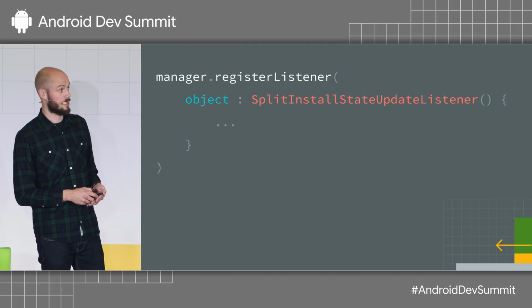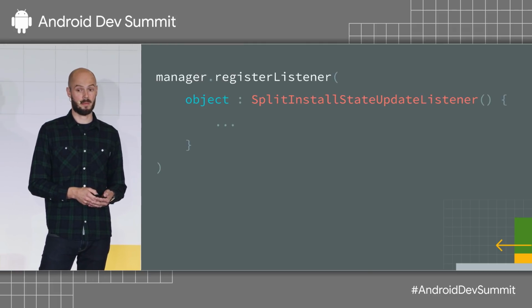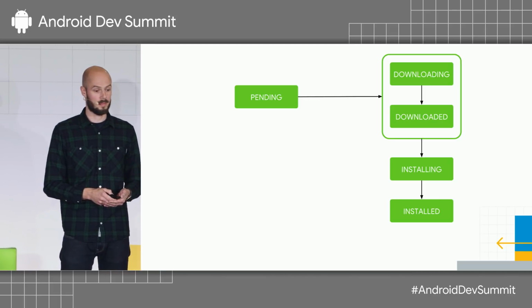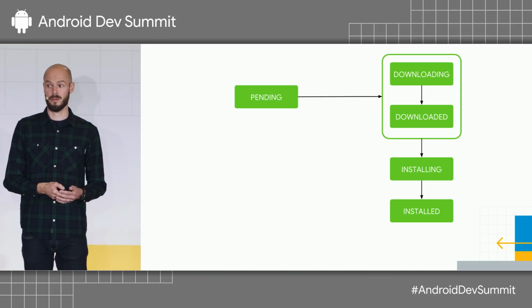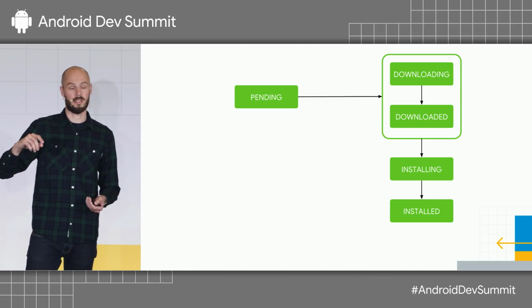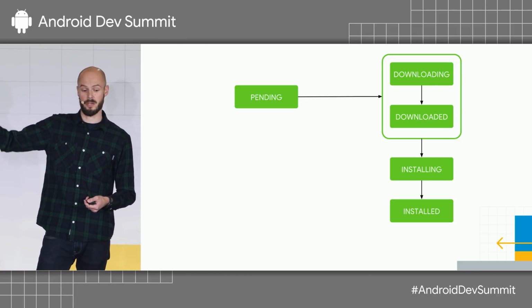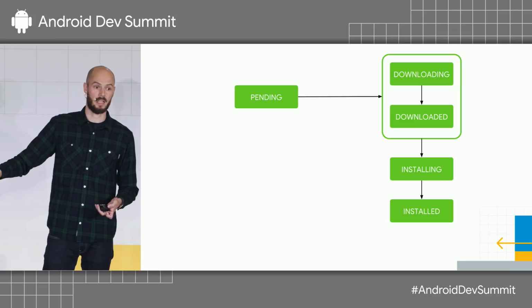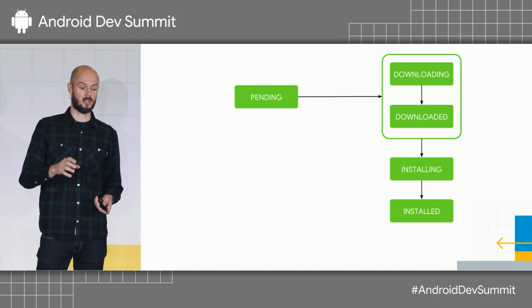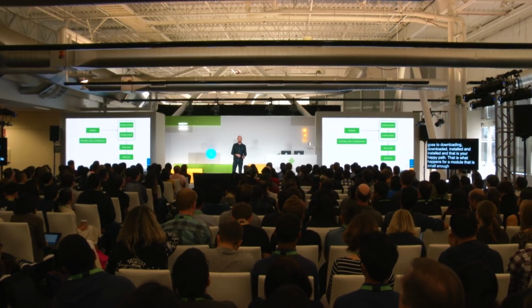And there's a listener that you can set on the manager. That's my preferred way of listening for the state updates, the SplitInstallStateUpdatedListener. It's quite a word. And that's quite a few things. So usually what happens, the happy path, is you trigger an install, your app starts with pending, and then goes to downloading, downloaded, and then there's installing and installed. That's your happy path. That's what happens for a module that is small enough to not trigger the requires user confirmation.